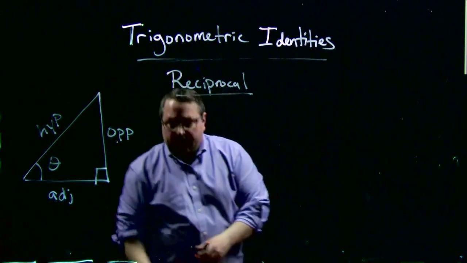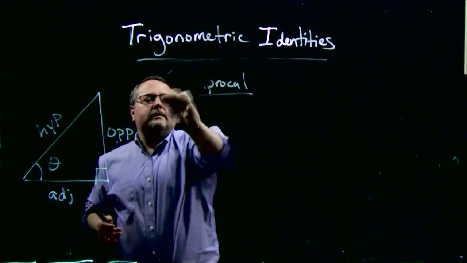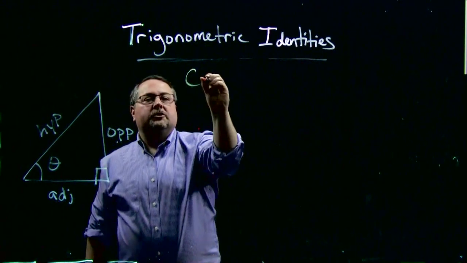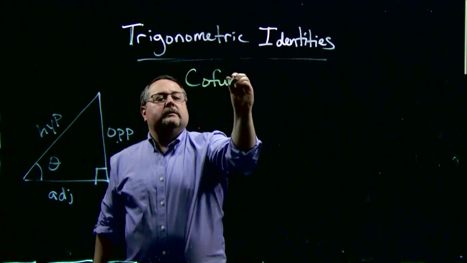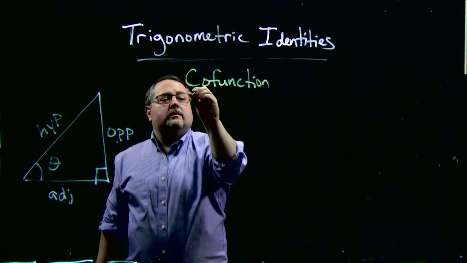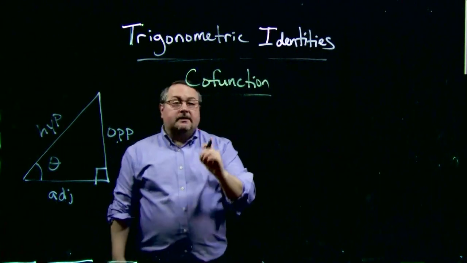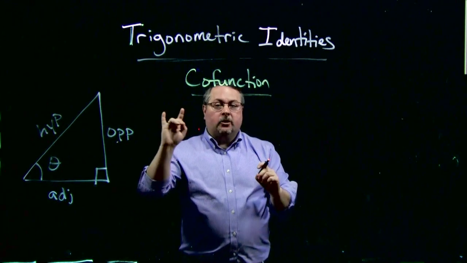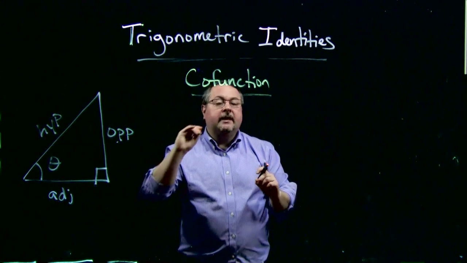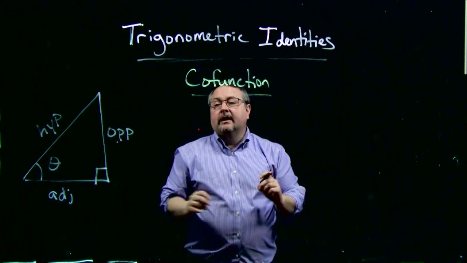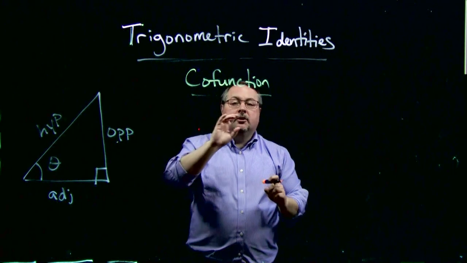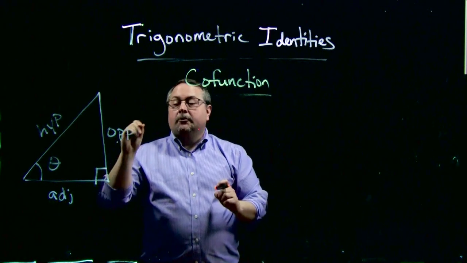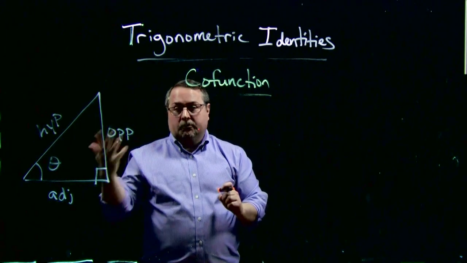Okay, and then the final set of identities we're going to look at are the so-called cofunction identities. You may notice that our 6 trig functions are in co-pairs. So we have sine and cosine, we have secant and cosecant, we have tangent and cotangent. And it turns out that a trig function and its so-called cofunction have a relationship if the 2 angles in a right triangle add up to 90 degrees.